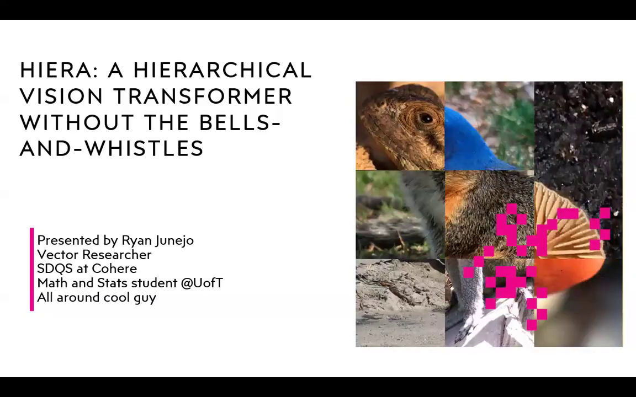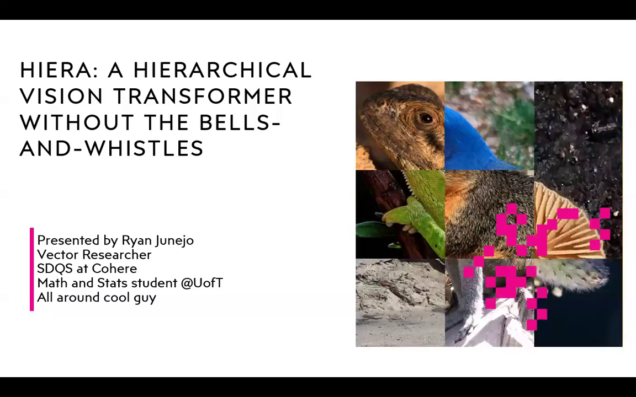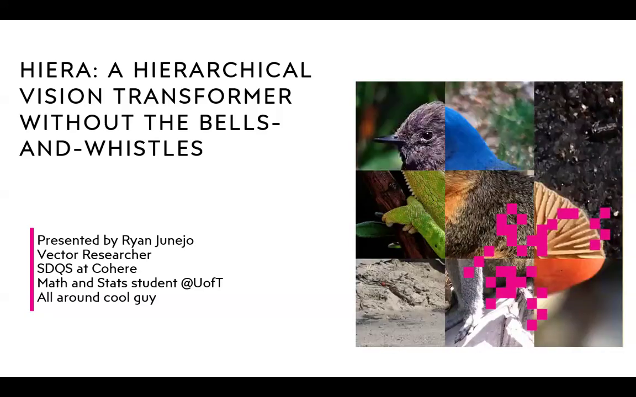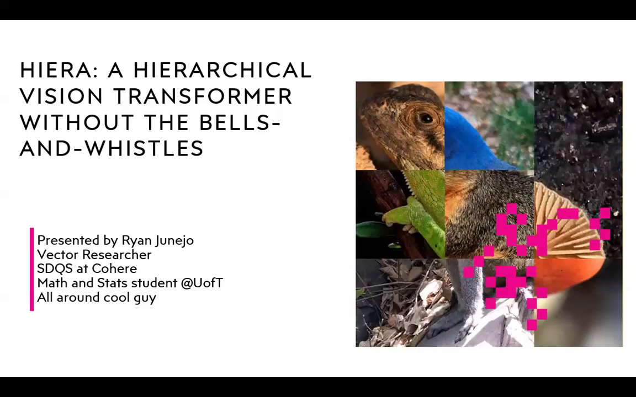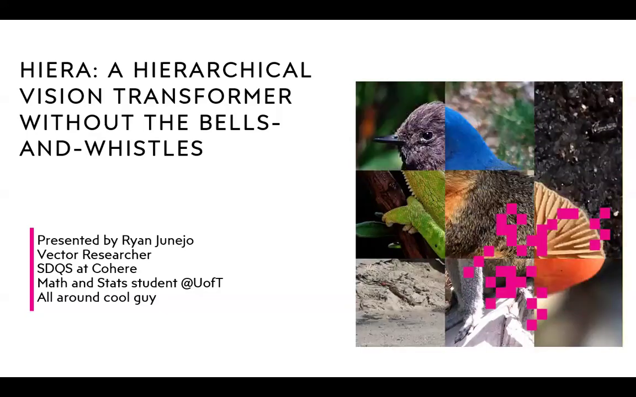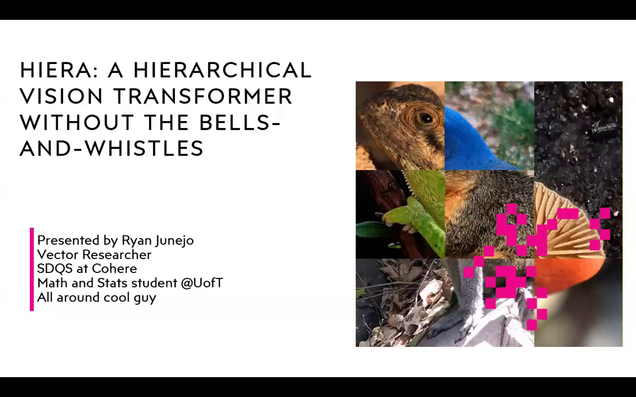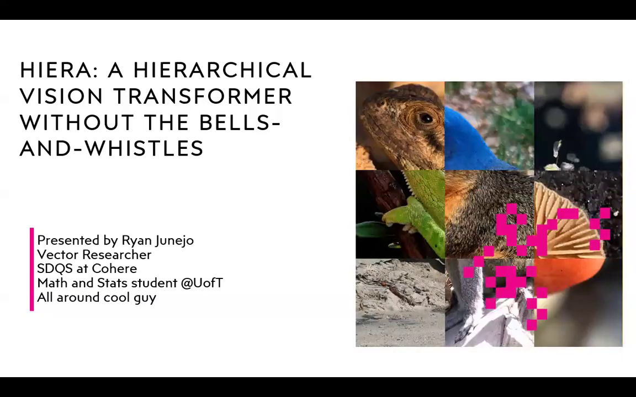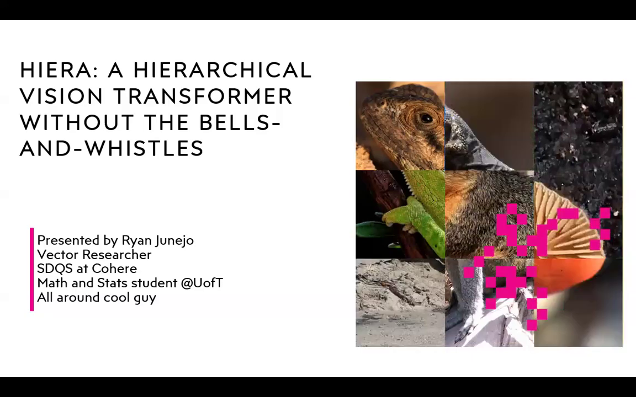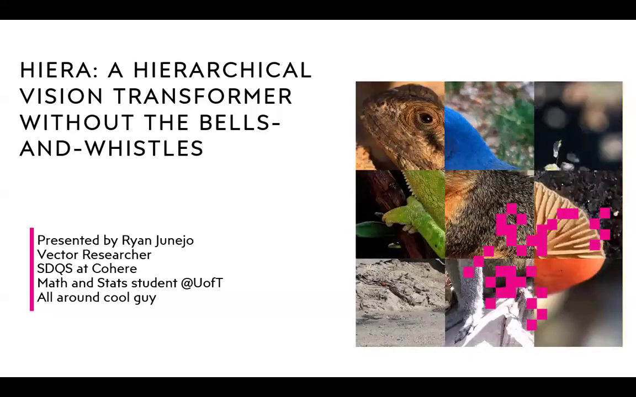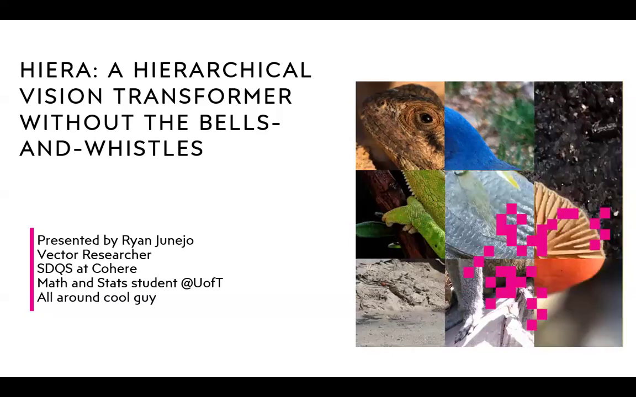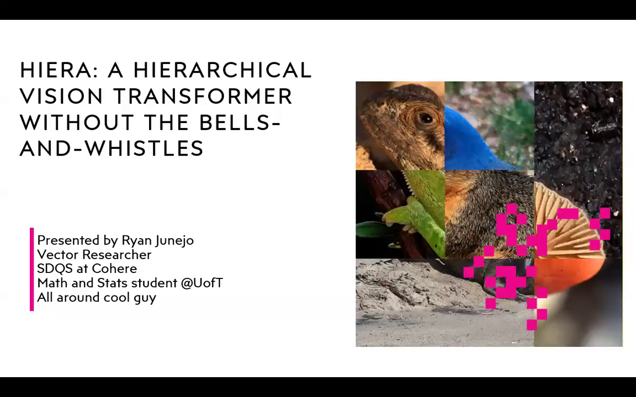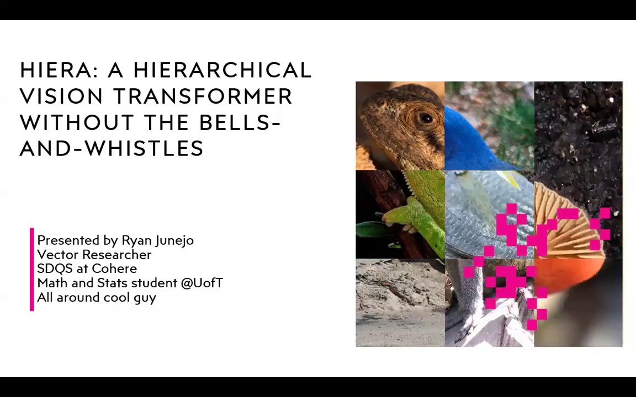This presentation is about Hiera, which is a hierarchical vision transformer without the bells and whistles. I'll get into what that means in a second. But essentially, I spent my summer doing a lot of biodiversity research, interacting that with machine learning. What that essentially means is that I created a bunch of different systems to evaluate species classification systems and see which ones were performing good, which ones were performing better, as well as making some of my own as well.